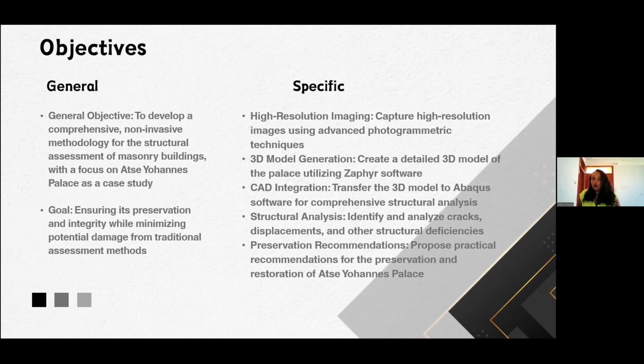So why we want this is this method is not only for this purpose, but it will be an open door for other methods, not only specifically for the Atse Yohannes Palace, but also for next time, some other people can use this method in order to preserve other heritage. So it will have a great role in the conservation of heritage. This is all I have for today. Thank you.